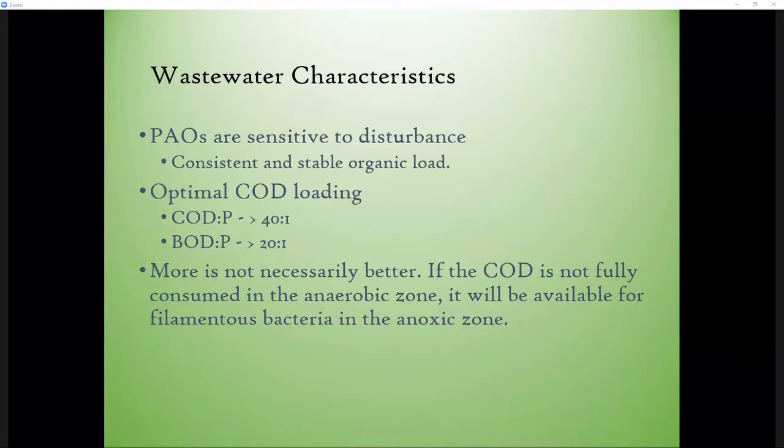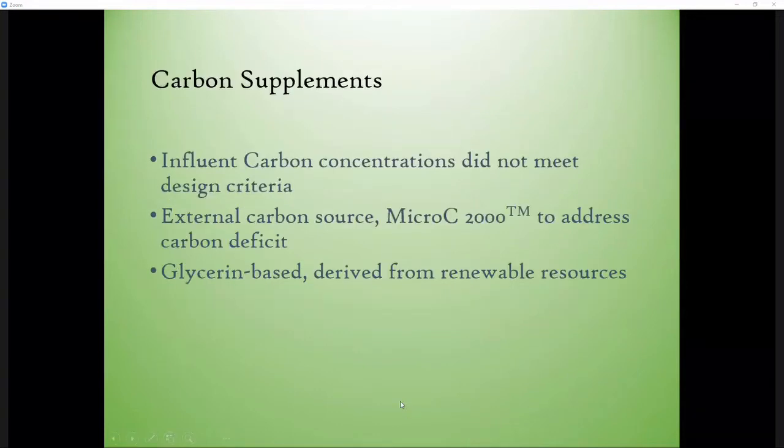There's an optimum COD or carbon loading. For COD to phosphorus ratio, you need about a 40-to-1. For BOD to phosphorus, about a 20-to-1. But understand this, more is not better. You don't want to overdo it, because if you overdo it, you'll end up having tremendous problems with filamentous bacteria. And I'll show you an example.